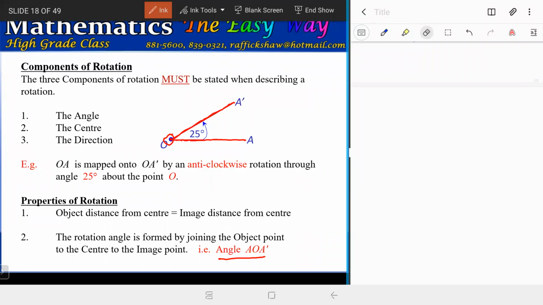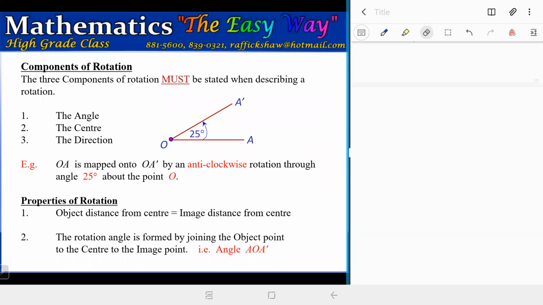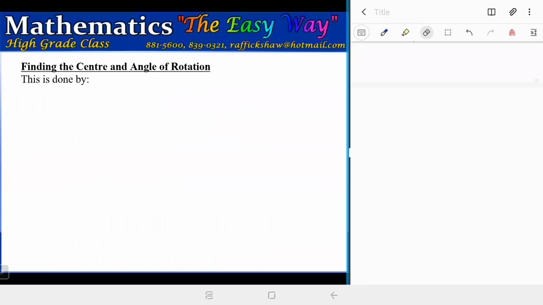So this is nothing you really want to try to memorize, because it's almost like common sense. The angle of the rotation is at the center of the rotation, and it's the angle between the lines joining the center to the two points. All right. Basically, that's that.